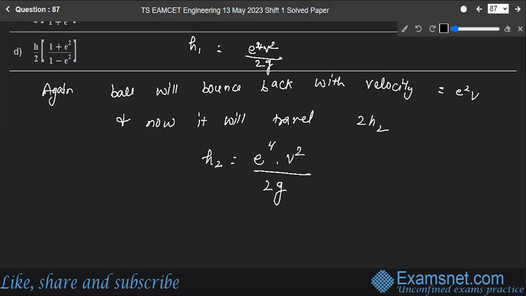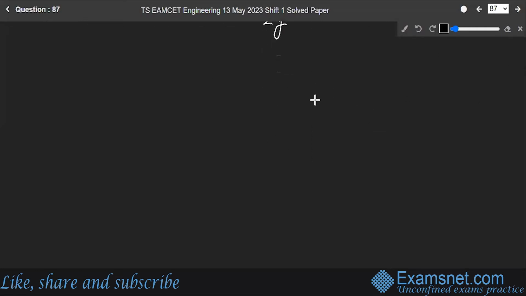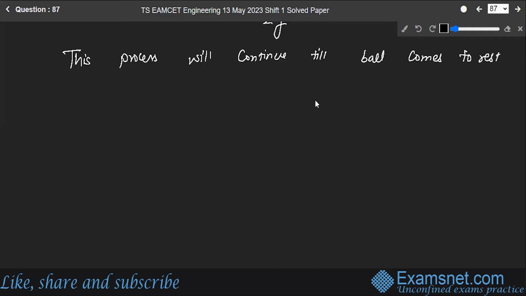Now this process, again it will go up in height and bounce back. This process will continue for long, till the ball comes to rest.